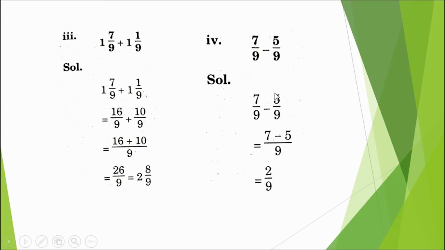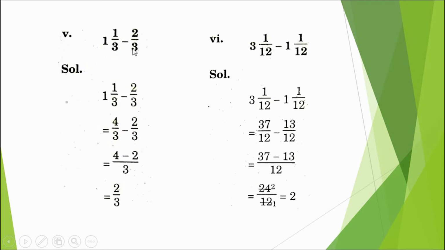Question number 4. 7 over 9 minus 5 over 9. Denominator same, we write 9, 7 minus 5. Answer will be 2 over 9. 1 and 1 over 3 minus 2 over 3. 3 ones are 3, add 1. 4 over 3 minus 2 over 3. Denominator will be 3. Now we minus, 4 minus 2. Answer will be 2 over 3.